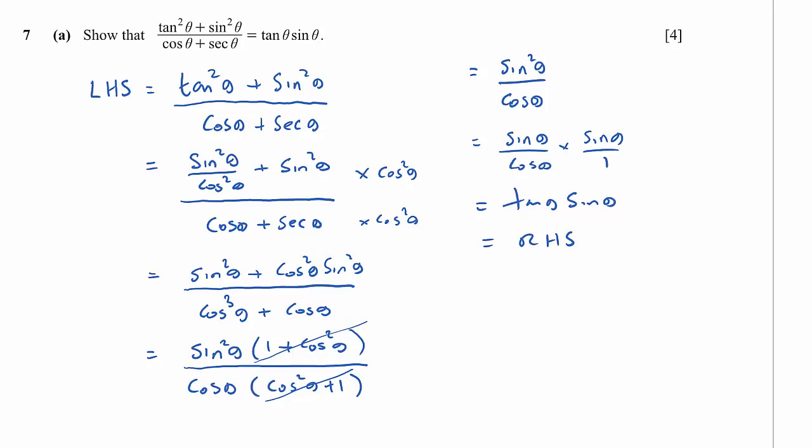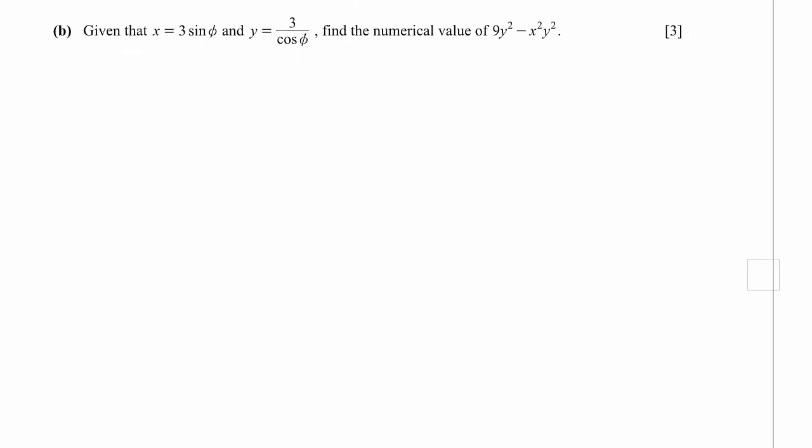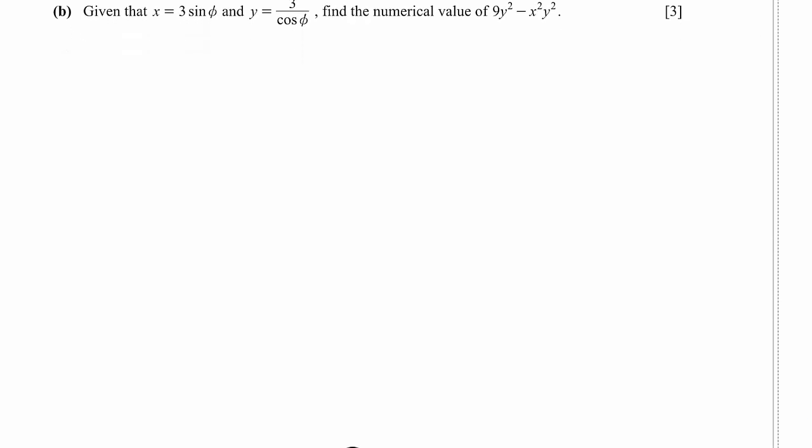Okay, well, there's a second part of this question. So we're given that x is equal to 3 sine phi and that y is equal to 3 over cos phi. Find the numerical value of 9y squared minus x squared y squared. Okay, so once again, I think we just dig in and just substitute these things in.